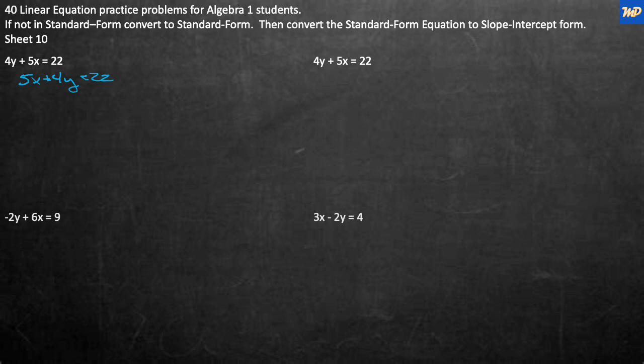There are no decimals. The x term is positive. That pretty much, they're in order. That kind of gets the rules. We're ready now to convert this into slope-intercept form.